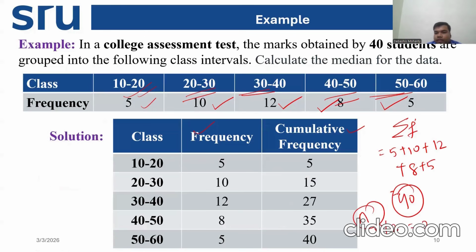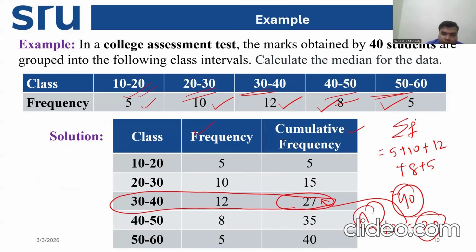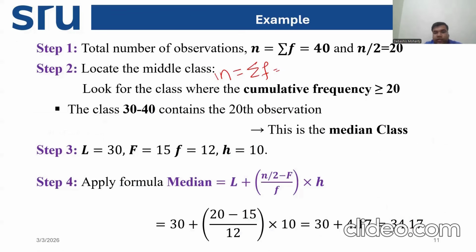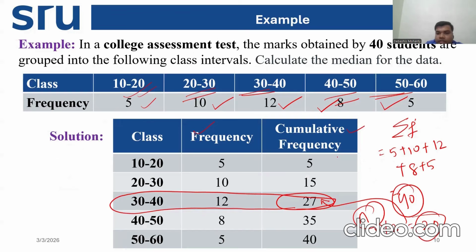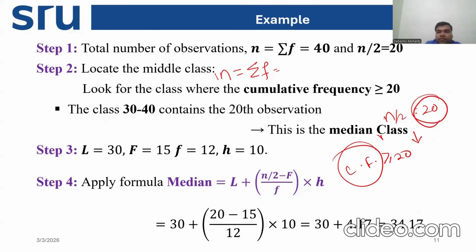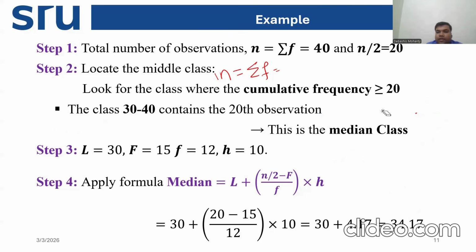Then n by 2 we need to calculate, that is 20. The cumulative frequency nearest to this 20, that is greater than 20, is 27. So this is the median class. Here you can see the cumulative frequency more than 20 is 27, so the median class is 30 to 40. Students, n by 2 is already given as 20, so we need to look in the table for the cumulative frequency greater than or equal to 20. Here the cumulative frequency 27 has the class interval 30 to 40. So the 30 to 40 class interval is the median class.